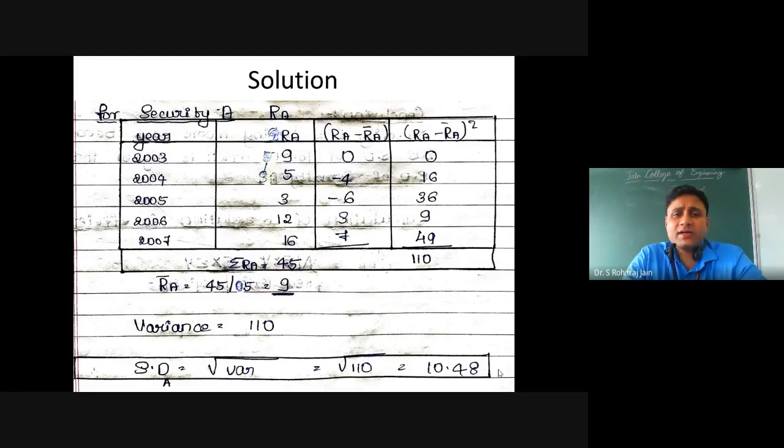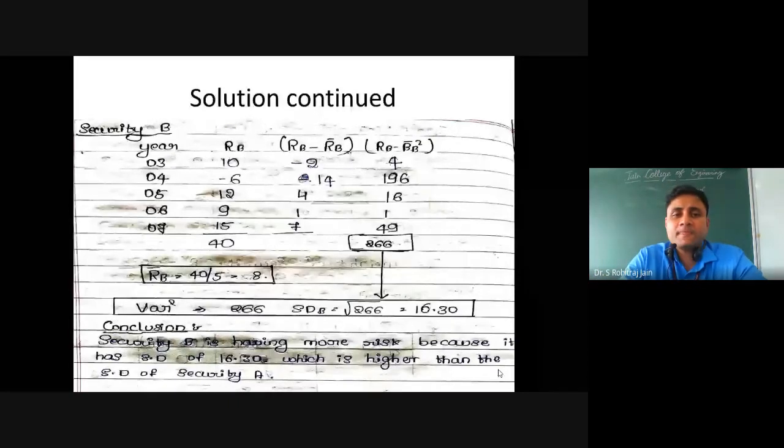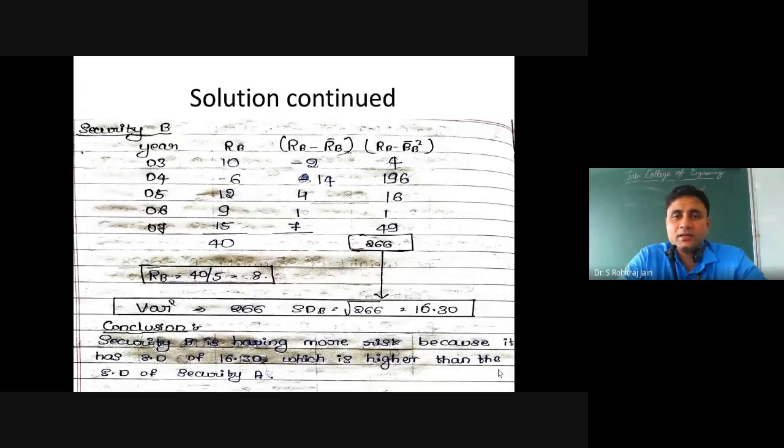Similarly, students, I calculate for security B. So what I have written? The first column is year. The second column is return. Then I calculate summation of RB divided by N, that is RB bar. 40 divided by 5, I got the value to be equal to 8. Right? So the third column is RB minus RB bar, that is 10 minus 10 minus 8, then -6 minus 8, then 12 minus 8, 9 minus 8, and 15 minus 8.